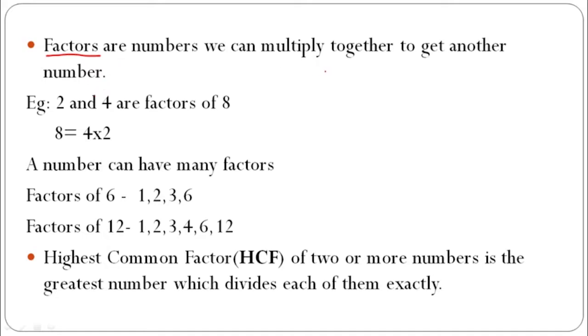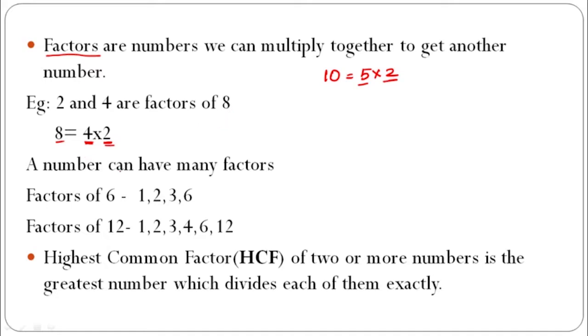For example, 10 is nothing but 5 multiplied by 2, or I can say 5 and 2 are factors of 10. Similarly, 8 is nothing but 4 multiplied by 2, so 4 and 2 are called factors of 8. A given number can have many factors.